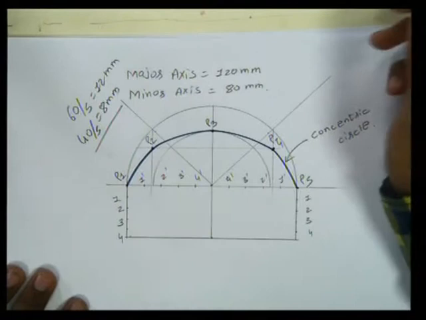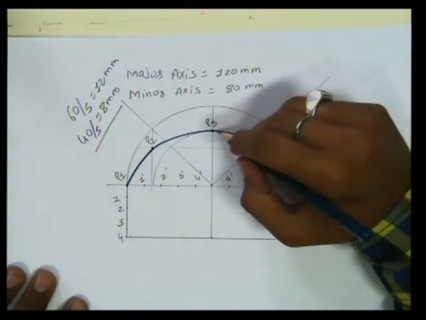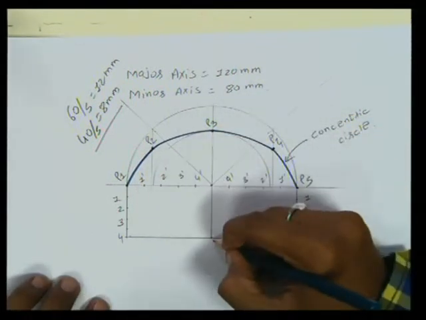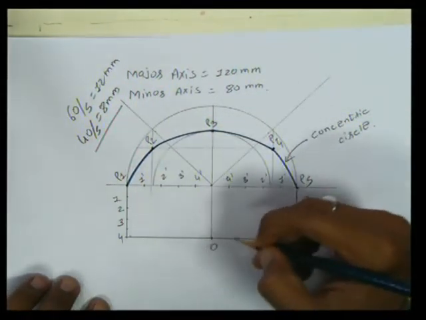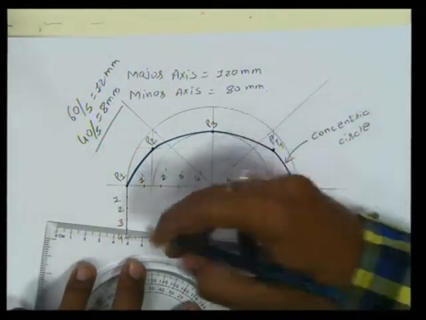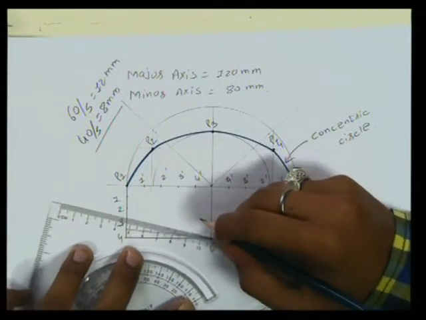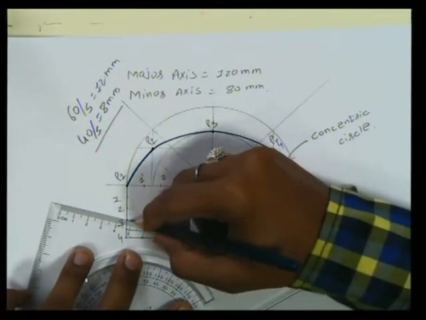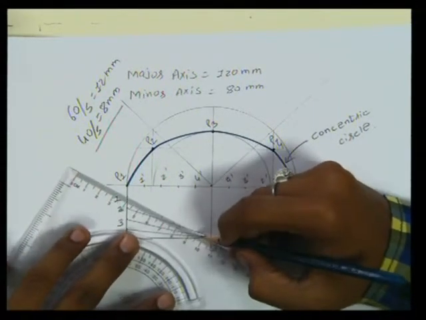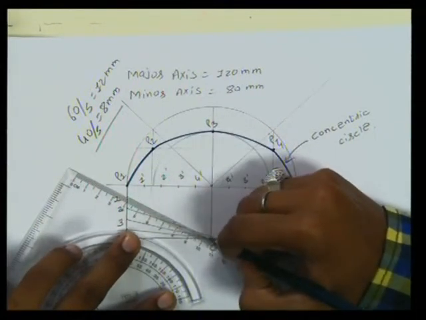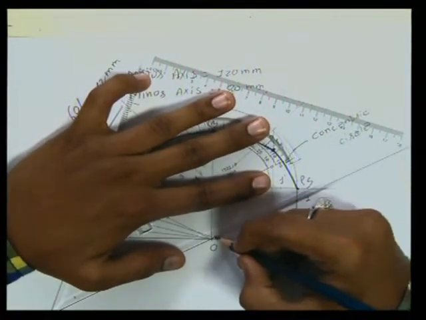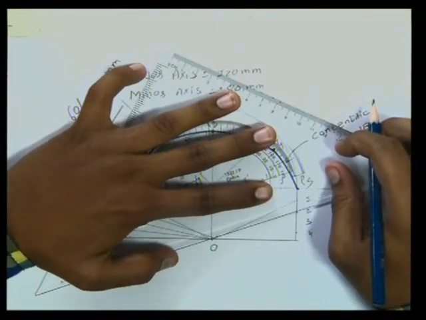Now for this point, P3, draw a line passing through this point. From point O we will draw lines passing through each of the portions. In the same way on this side, from point O join points 1, 2, 3, 4.